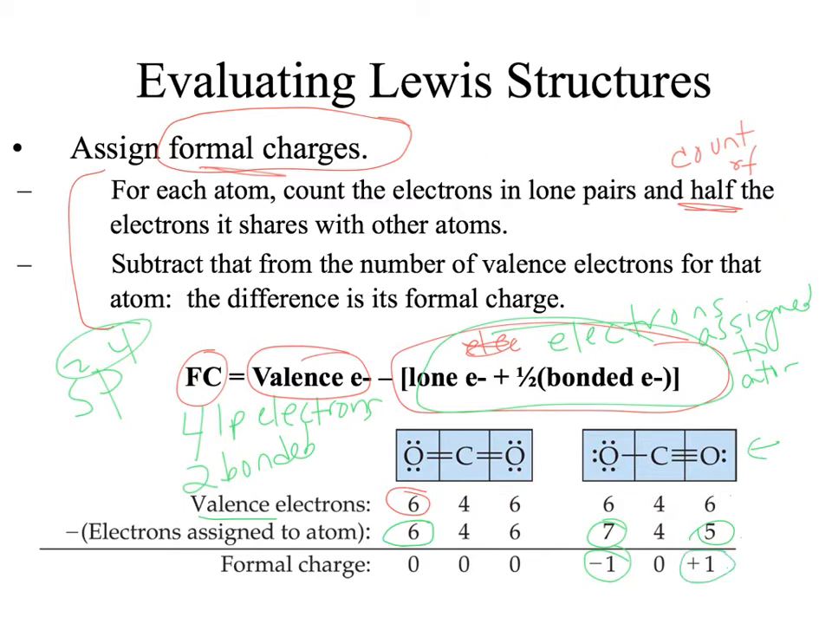So notice the overall charge on this molecule would still be 0 because you have 0 and then you have -1 and +1. The -1 and +1 cancel. And formal charge is just a construct. It's a way of evaluating things.